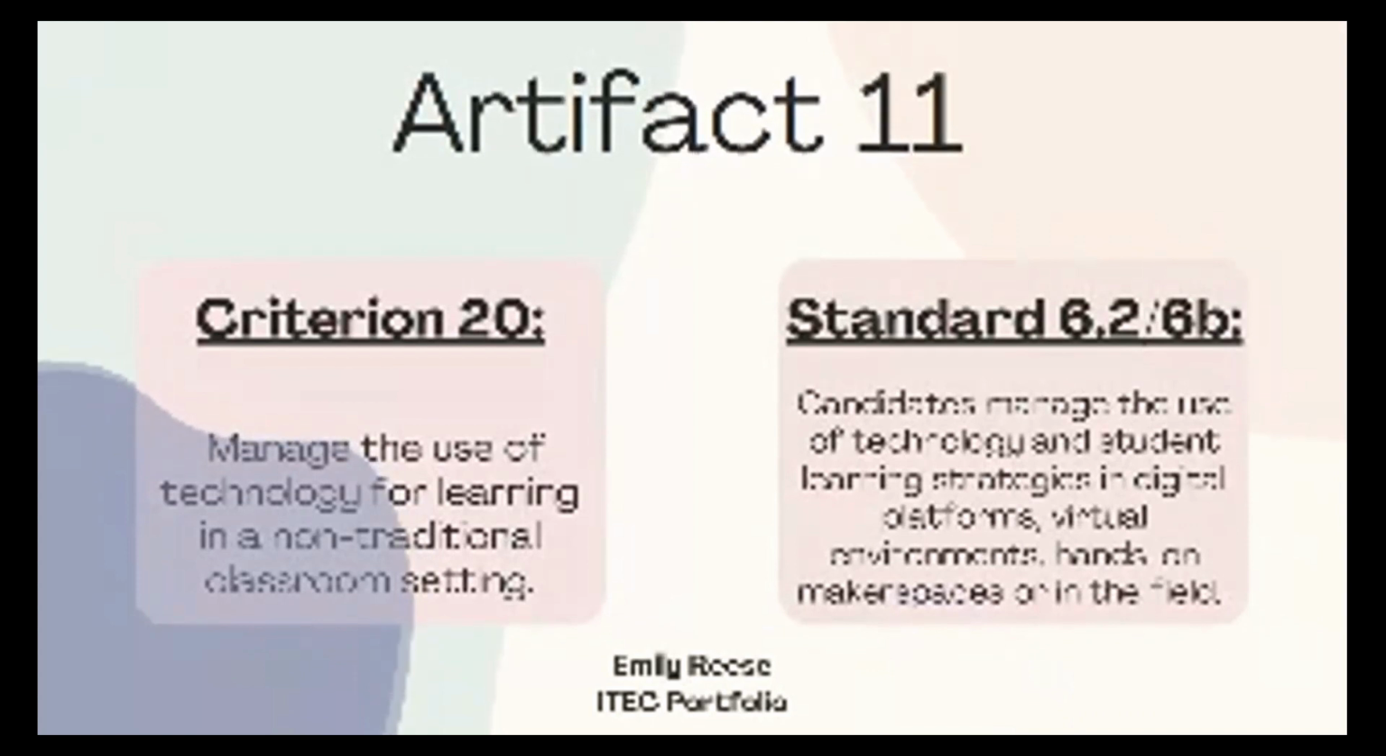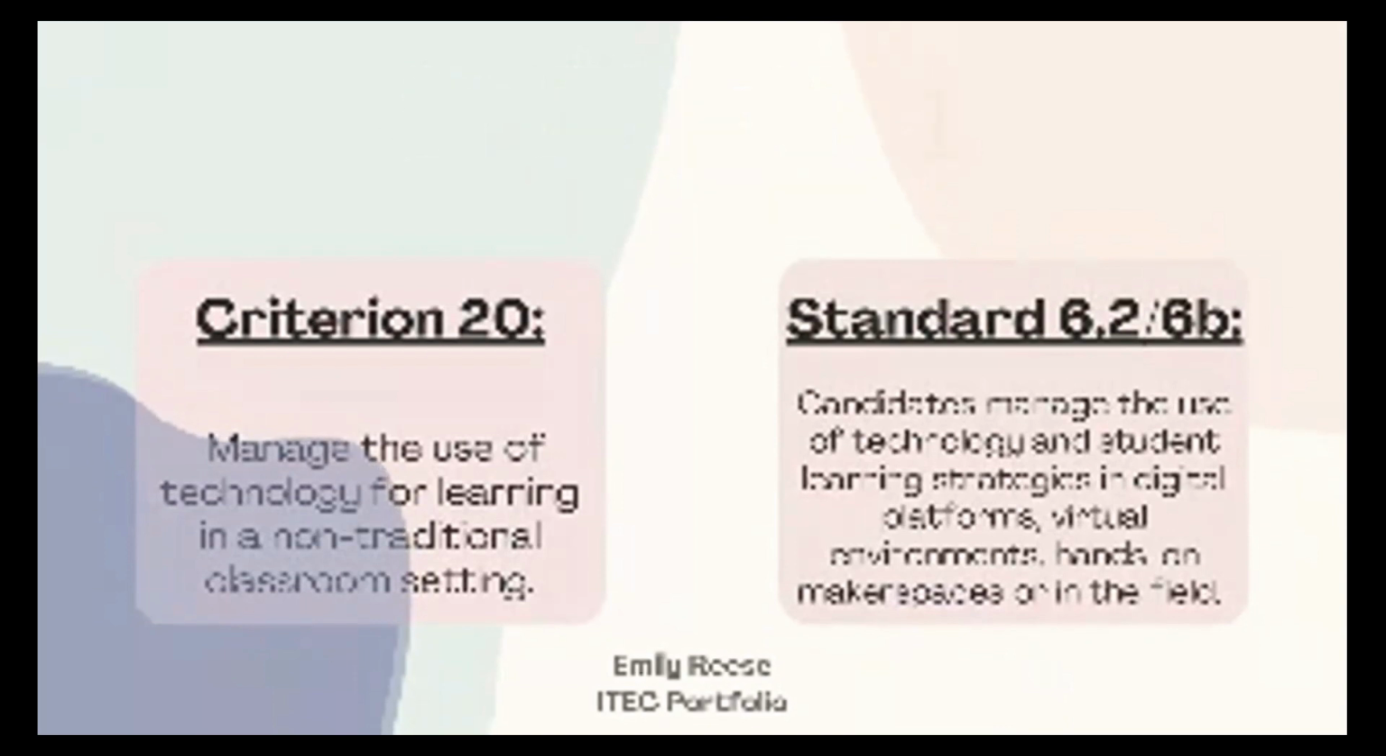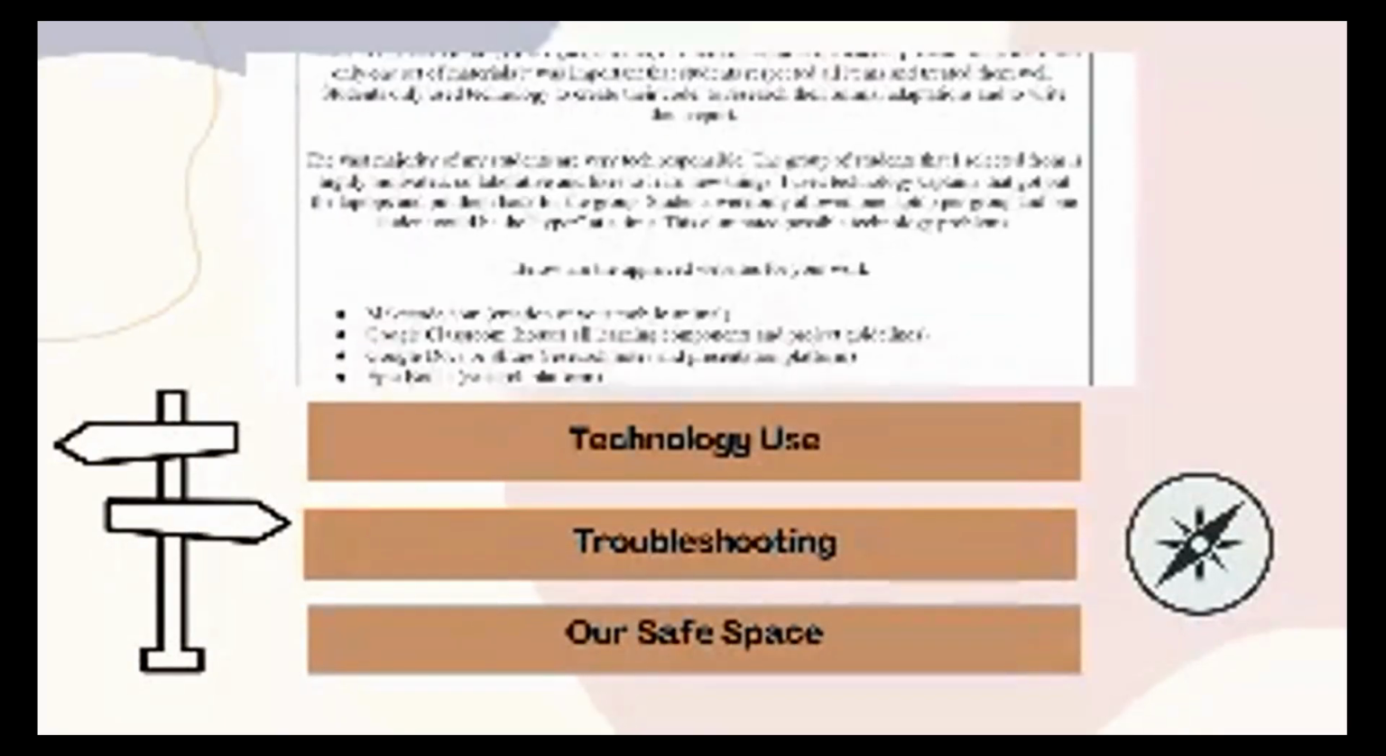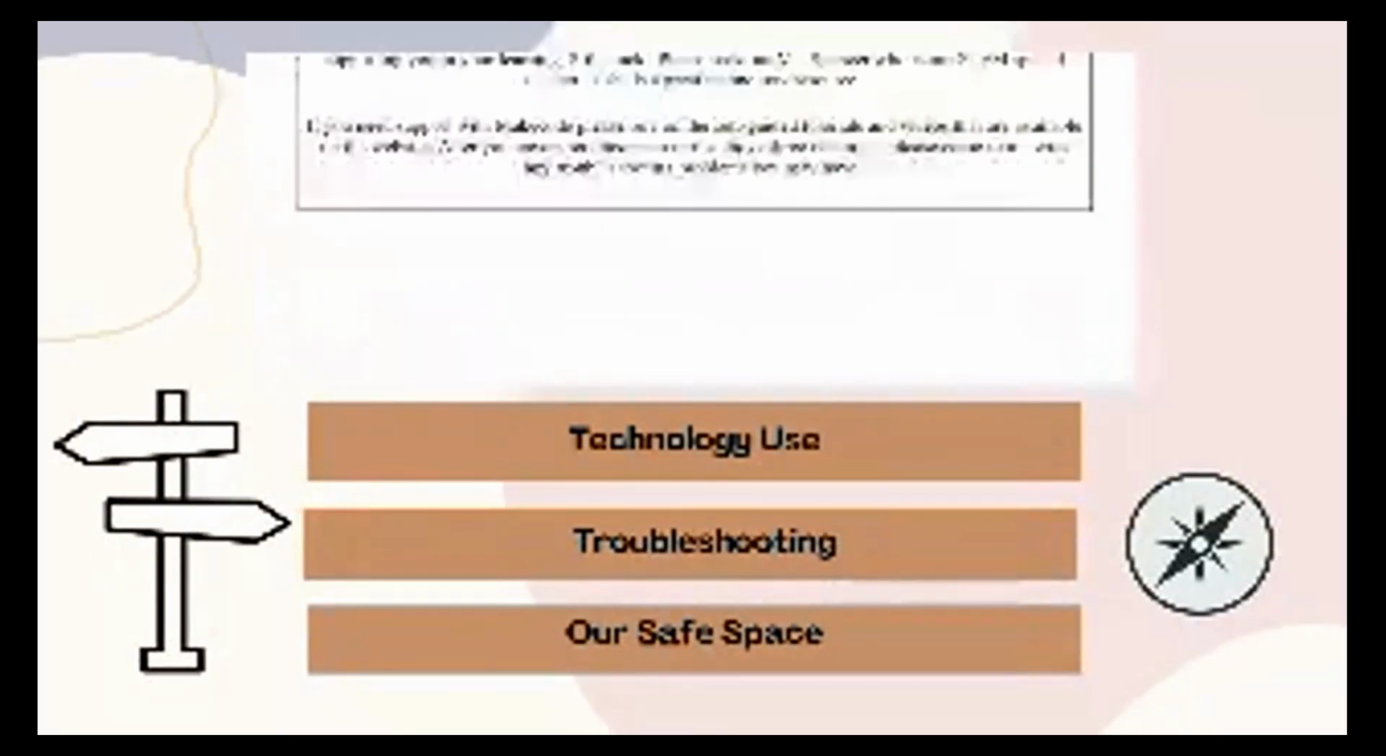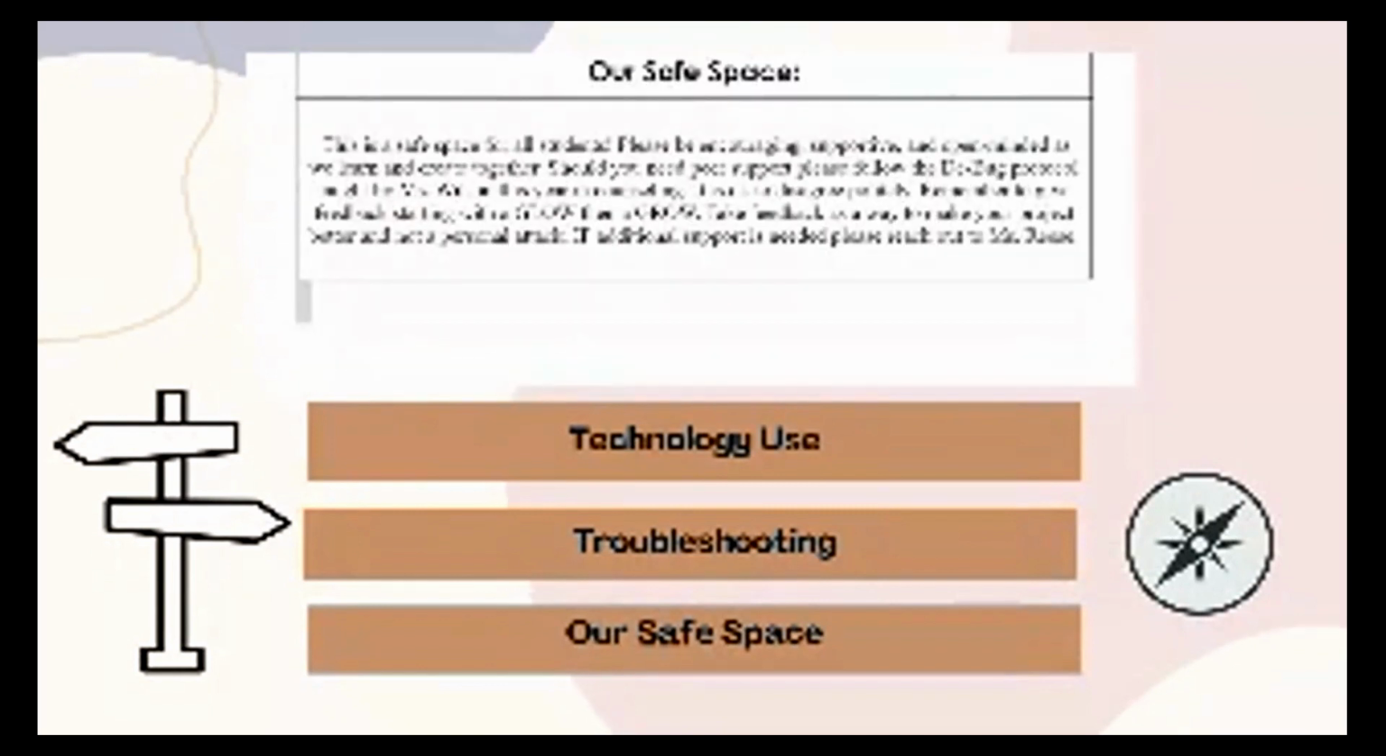The project guidelines, expectations, and steps included in the Google Classroom module provided evidence for Criterion 20, manage the use of technology for learning in a non-traditional classroom setting. The project guidelines and expectations were categorized into 3 sections: technology use, troubleshooting, and our safe space.